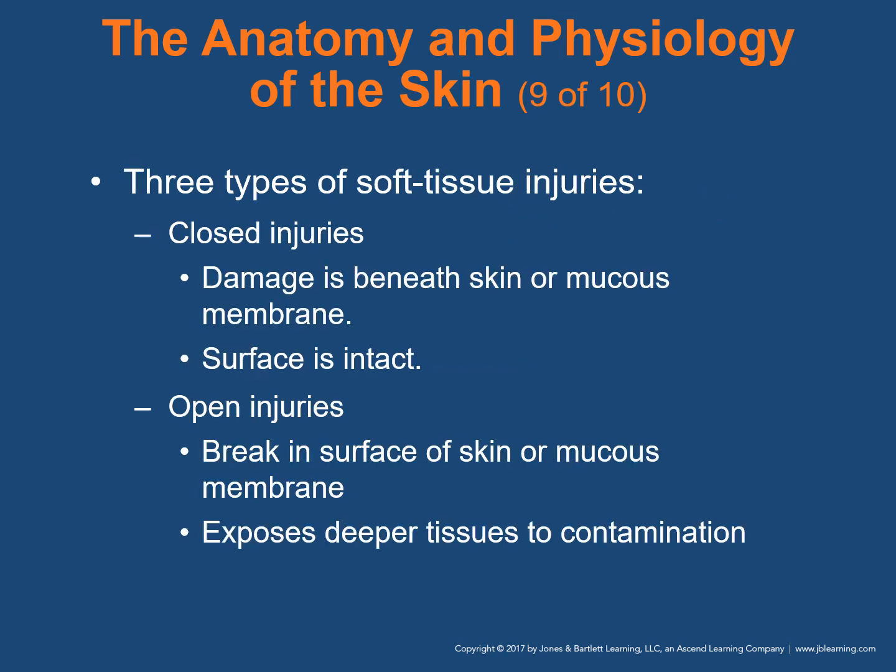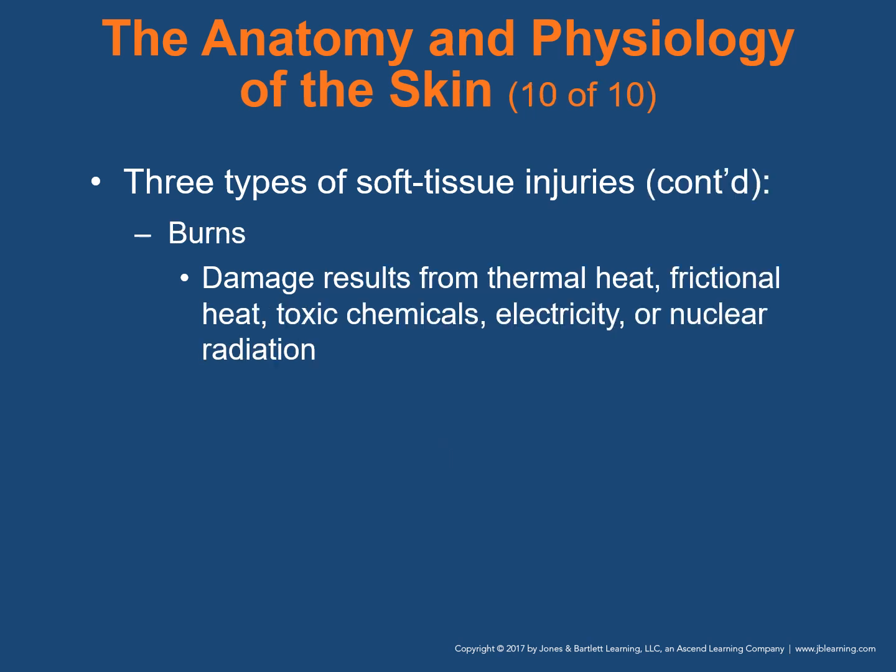There are three types of soft tissue injuries. The first type is a closed injury. This is damage that occurs beneath the skin or mucous membrane. The surface of the skin or mucous membrane remains intact. And then you have open injuries, where there's a break in the surface of the skin or mucous membrane. It exposes deeper tissues to contamination. The third type is burns, and this damage results from thermal heat, frictional heat, toxic chemicals, electricity, or nuclear radiation.